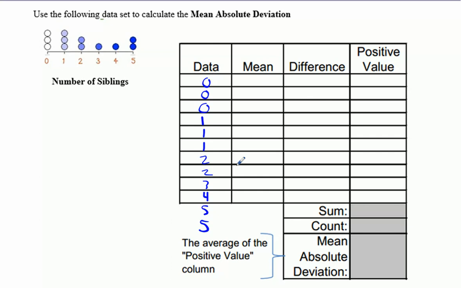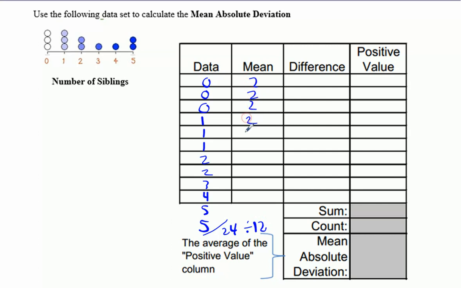3 plus 4 plus 5 plus 5 equals 24. 24 divided by 12. All right, so I added up, I got 24. Divided by 12, I got 2. So my mean is 2.